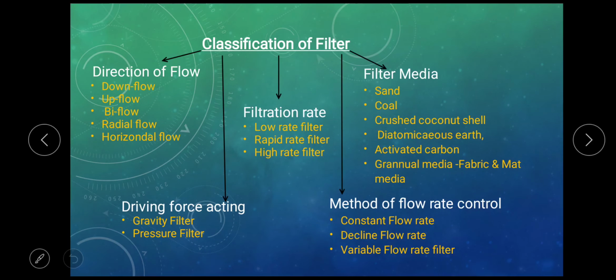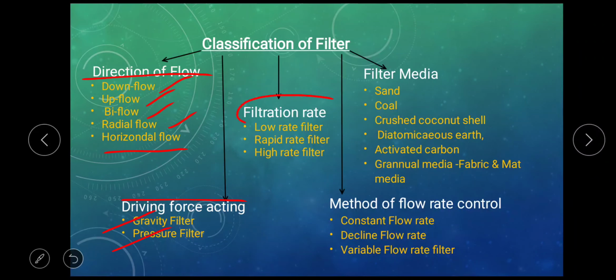Filters can be classified in various ways. Based on the direction of flow, filter can be divided into downflow filter, upflow filter, biflow filter, radial flow filter, and horizontal flow filter. Based on the driving force, filter can be gravity filter and pressure filter. In gravity filter, head required to flow through sand is due to gravity. However, in pressure filter, head required to flow through the sand is due to external force applied from the outside.